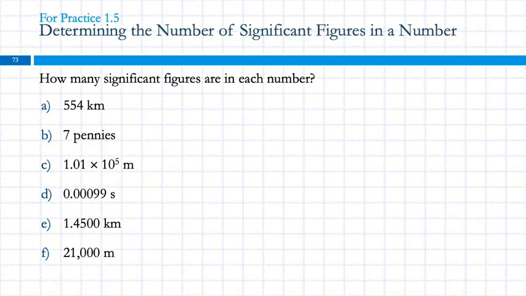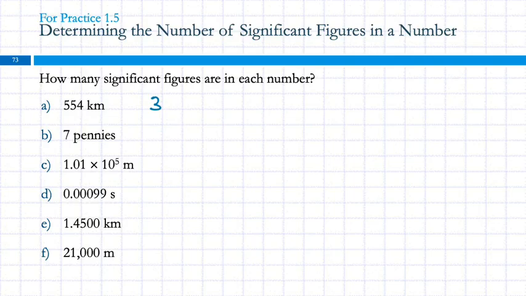Okay, so let's practice counting sig figs. So here we have a distance measurement, 554 kilometers. How many significant figures? 3. There aren't any zeros there, so that one's a little bit easier. There's 3 non-zero digits.